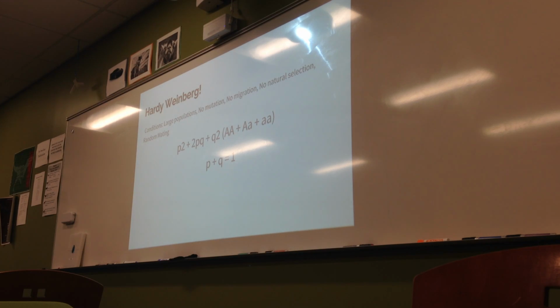Hardy-Weinberg, remember the conditions are large populations, no mutation, no migration, no natural selection, and we have random mating. This is that evolution is occurring or not occurring? Not occurring. If your values don't match what you got in the Hardy-Weinberg equilibrium, what can you maybe conclude? It's evolving. There is evolution occurring.